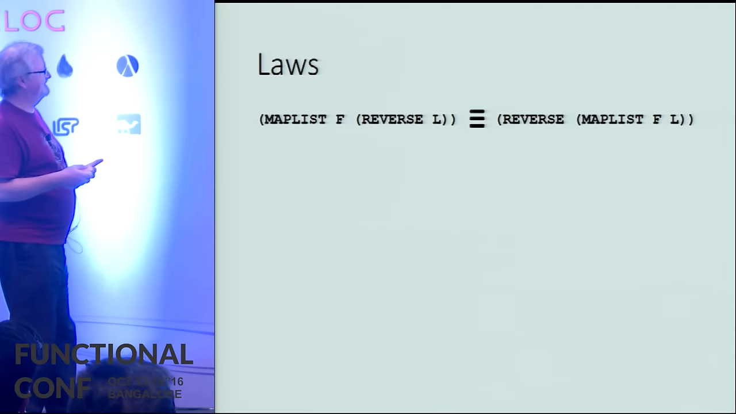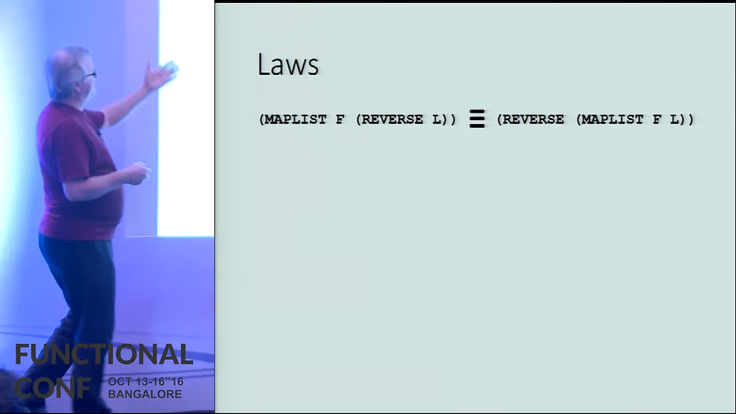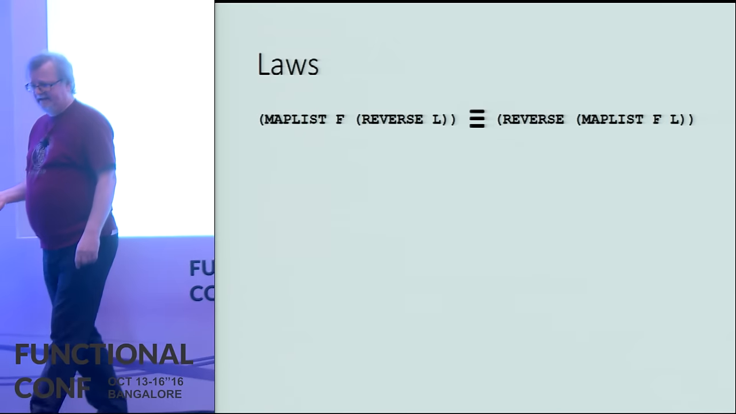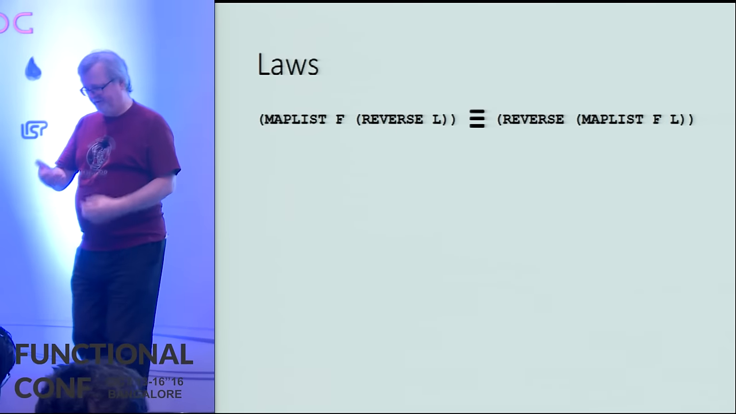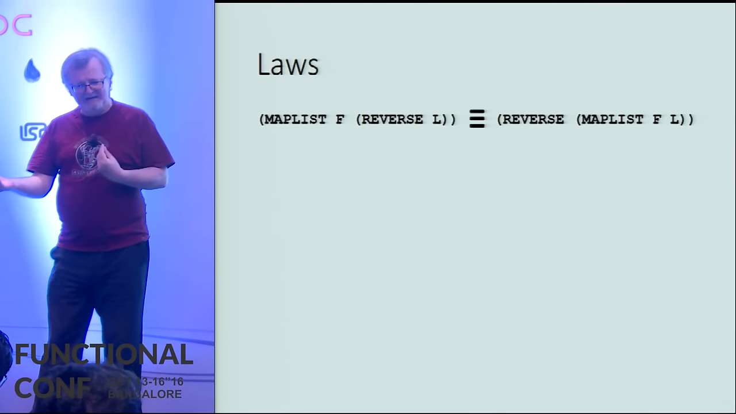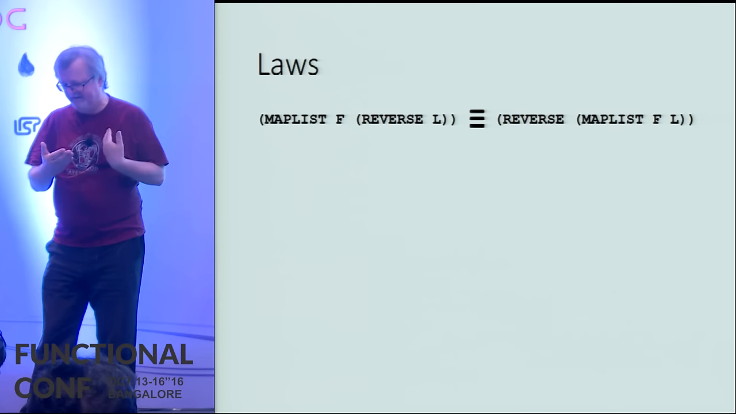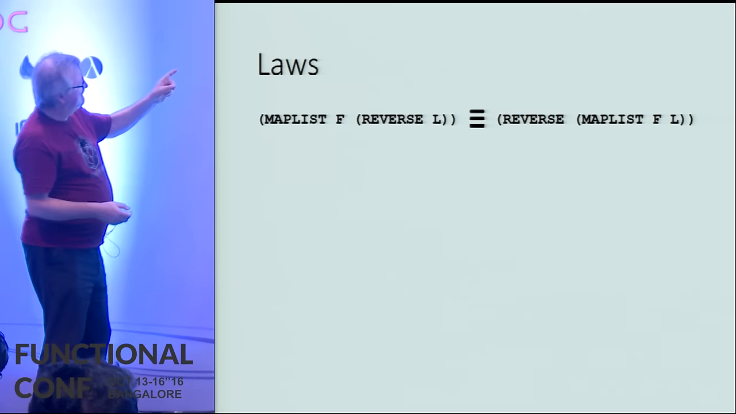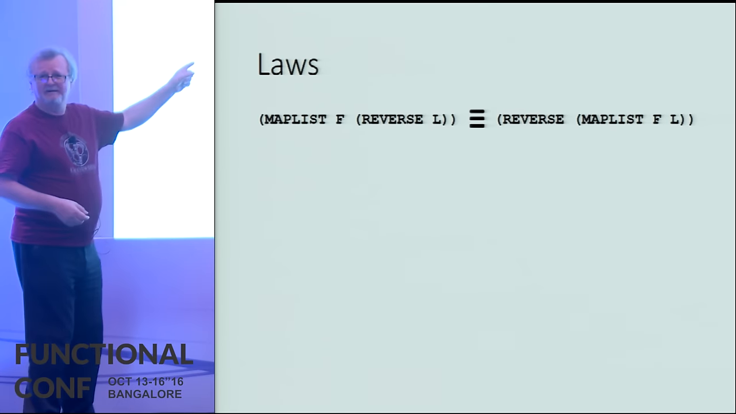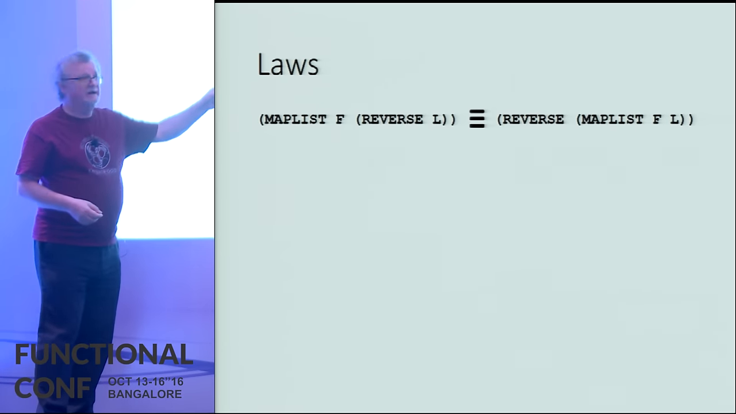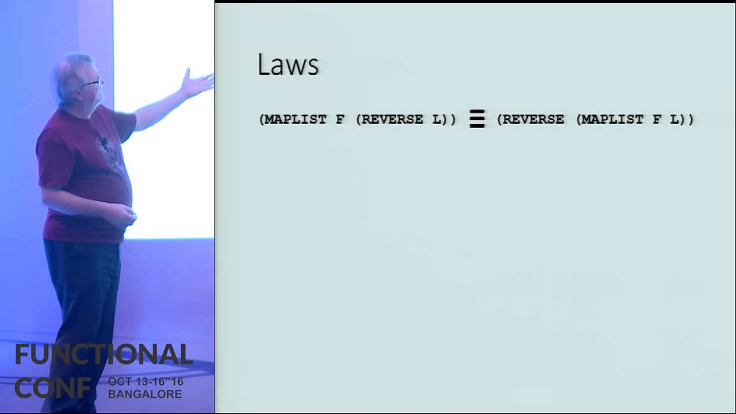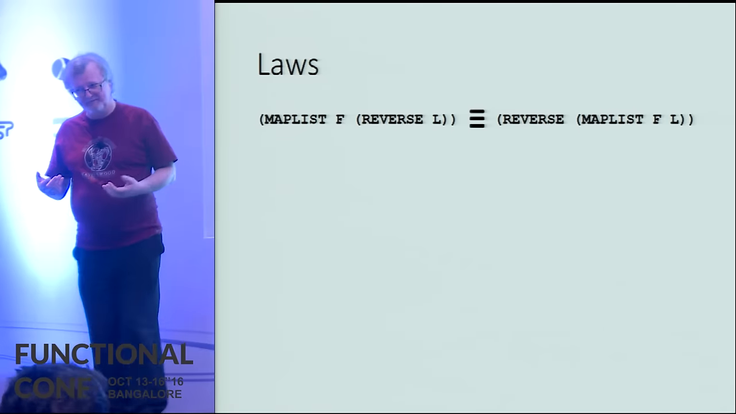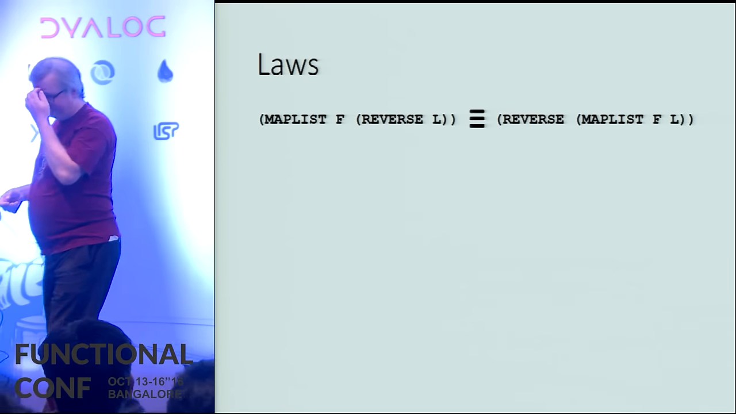And he was very interested in equivalences, laws that relate different programs, like this one, that says that if you map F over the reverse of a list, that's the same as reversing the result of mapping F over the list. Now, this law is nearly true in Lisp. It's not actually true, because if F has side effects, then we're going to be performing the calls in a different order, and so we may end up with different results.